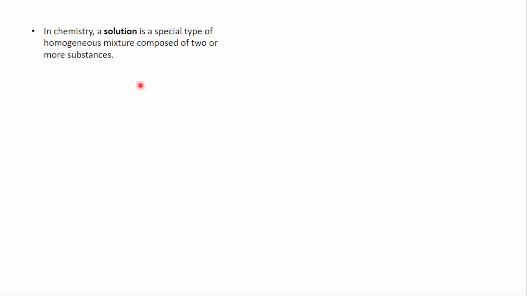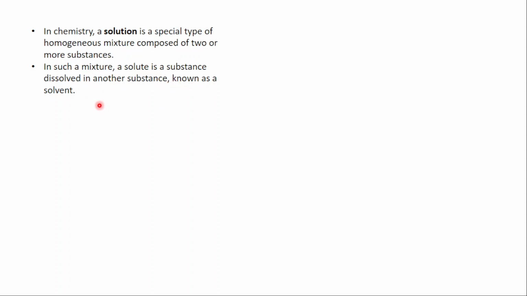So a solution is a special type of homogeneous mixture composed of two or more substances. So a solution is a homogeneous mixture. It means both the components will be dissolved and you cannot separate it physically. You cannot separate one component physically from the other component. That is a solution, which in our case is not an answer because it is given in the question that sand is not at all soluble in water.